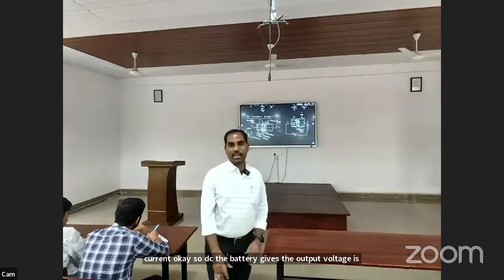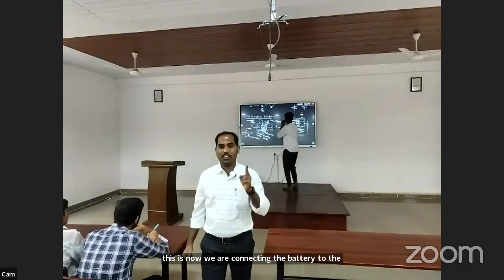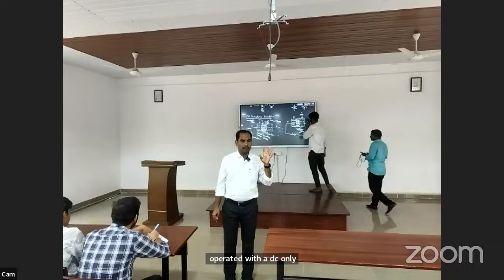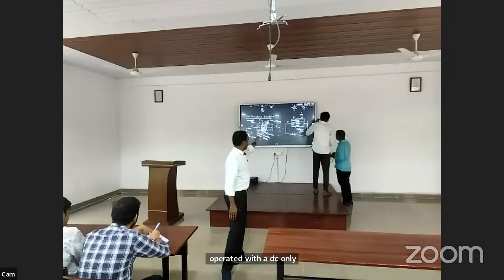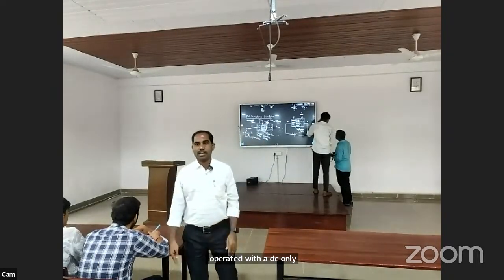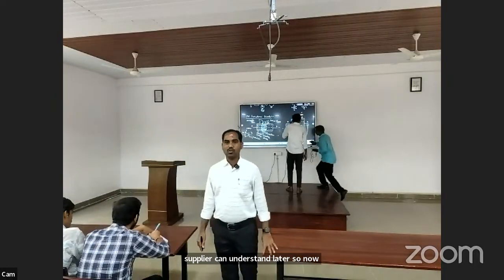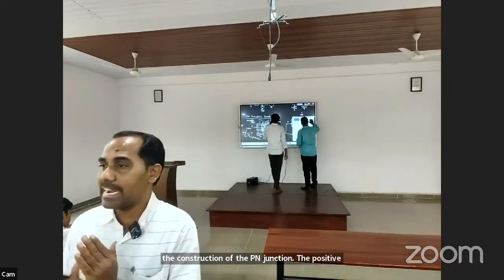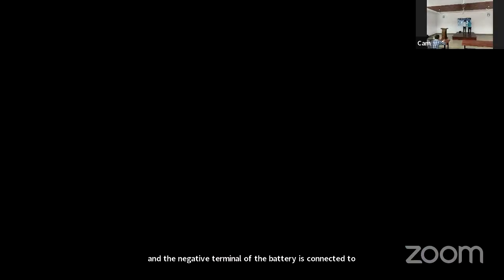Now we are connecting the battery to the electronic device. And one more point, all electronic devices operate with DC only. Our mobile phones also, our laptops also, all operate with DC supplies. Why the devices use DC, you can understand later. So now you can connect some external battery to that PN junction. The positive terminal is connected to the P-type semiconductor, and the negative terminal of the battery is connected to the N-type semiconductor. Okay.